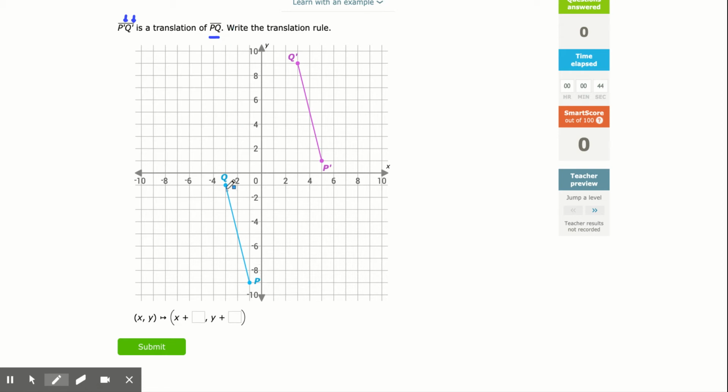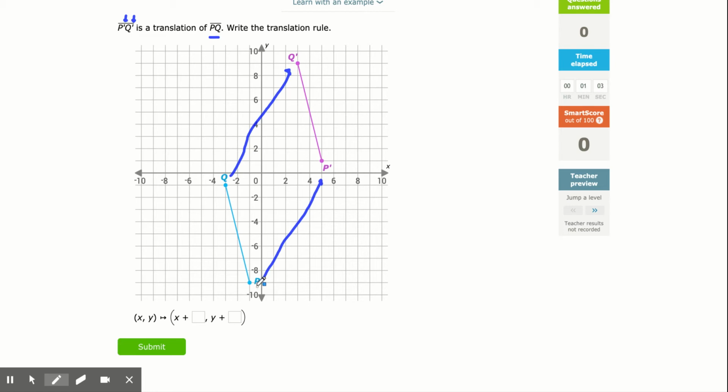So again, the P and Q that don't have the mark is where we start, and we go to the one that has the little prime or little mark above it. So we're going from Q to Q prime. You don't need to look at both of them. All you need to do is ask yourself, how did I get from one to the other?